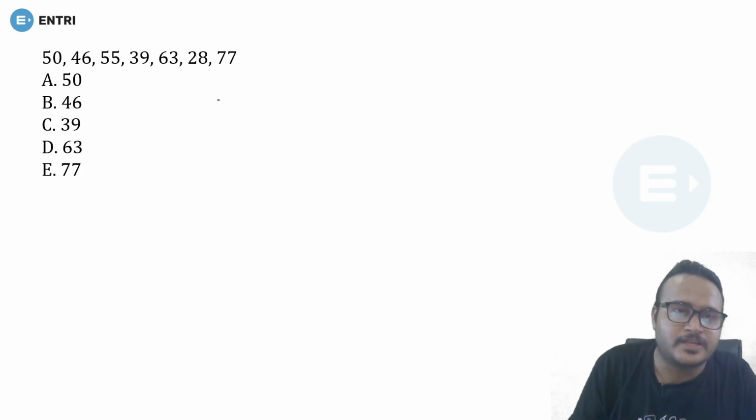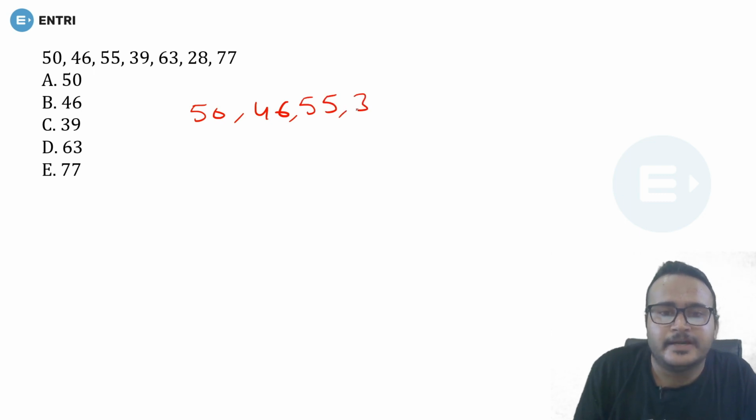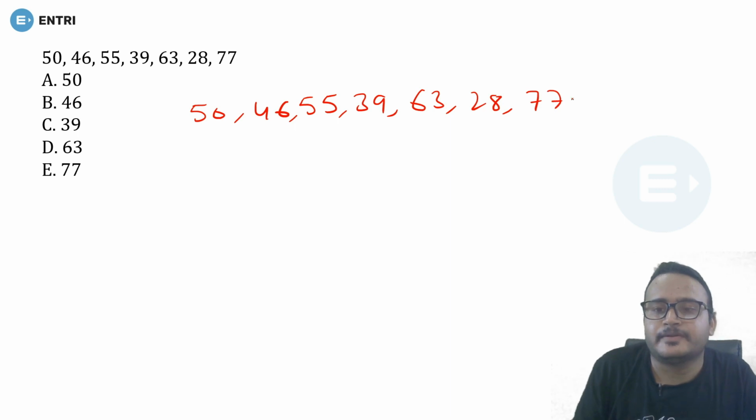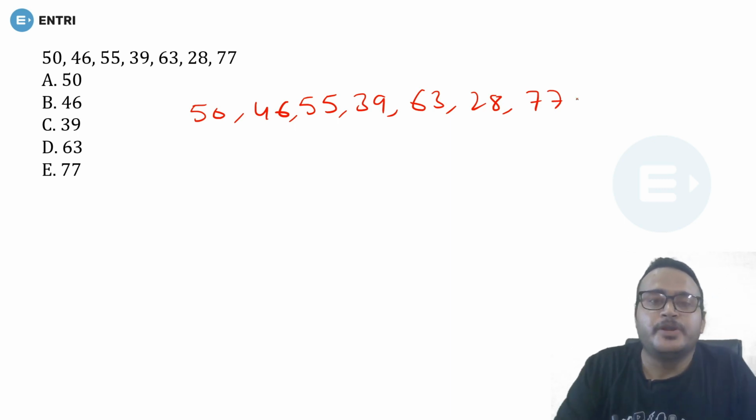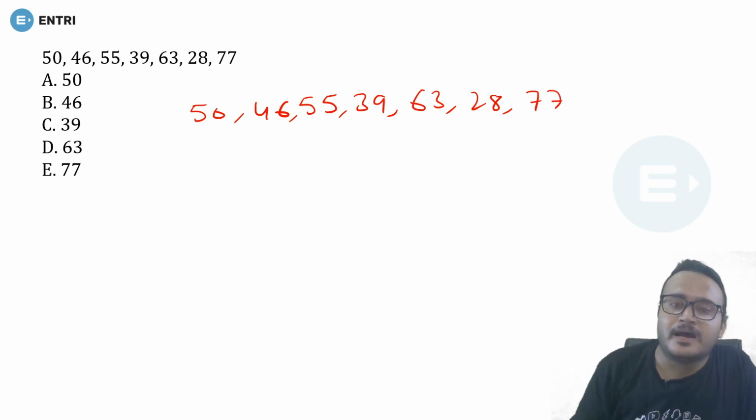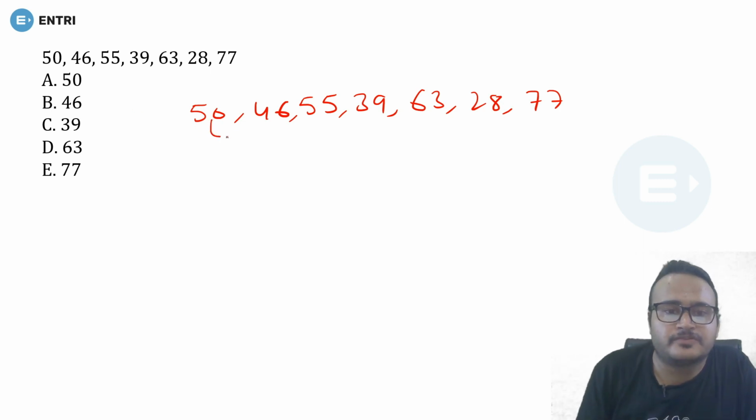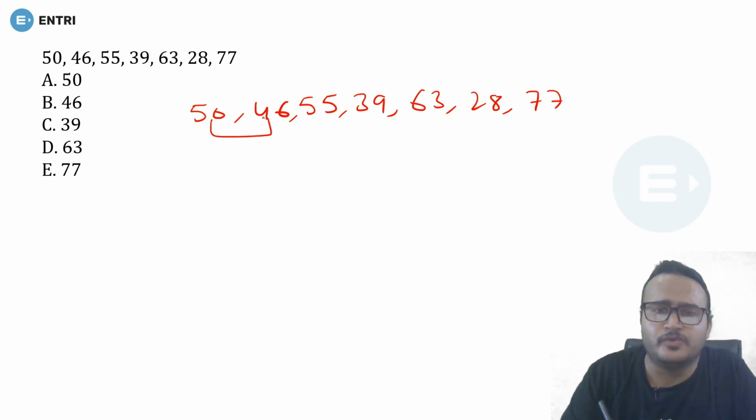So guys, this is the next question. 50, 46, 55, 39, 63, 28 and 77. Okay guys, so again what we'll be doing, we'll be applying addition or subtraction logic, because the slope of the series is very slow, a very slow increase or decrease in the series.